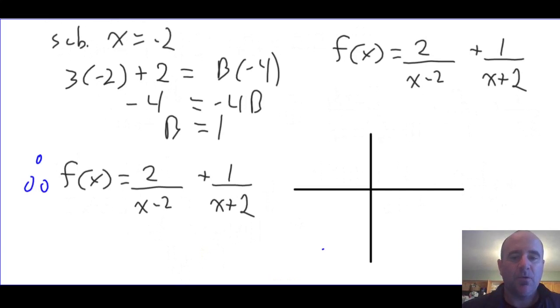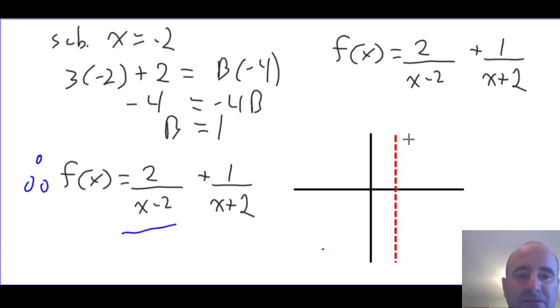Now you might be asking why we've done this. Well, we're just breaking up f of x into two functions whose graphs we know what they look like. One of them is 2 over x minus 2. That, of course, has a vertical asymptote at x equals 2. Okay, and it's like 1 over x. It's very similar to that. So it just looks something like this right here.